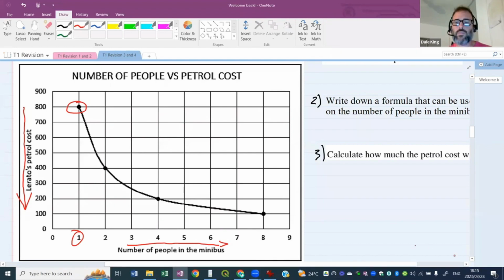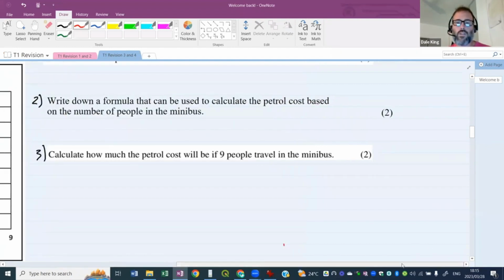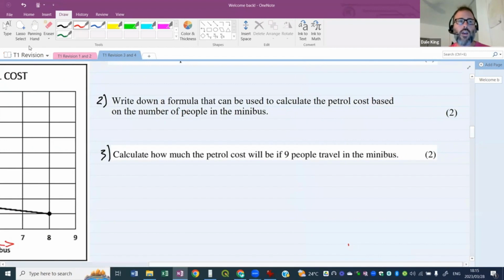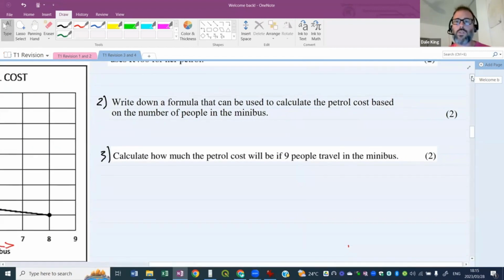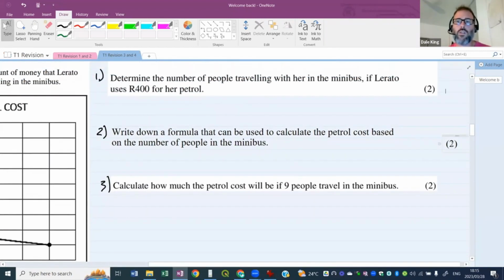There we go. So we have three questions. Move up. There we go. Three questions that I want you guys to do. Number 1. Determine the number of people traveling with her in the minibus if Lerato uses 400 for her petrol.